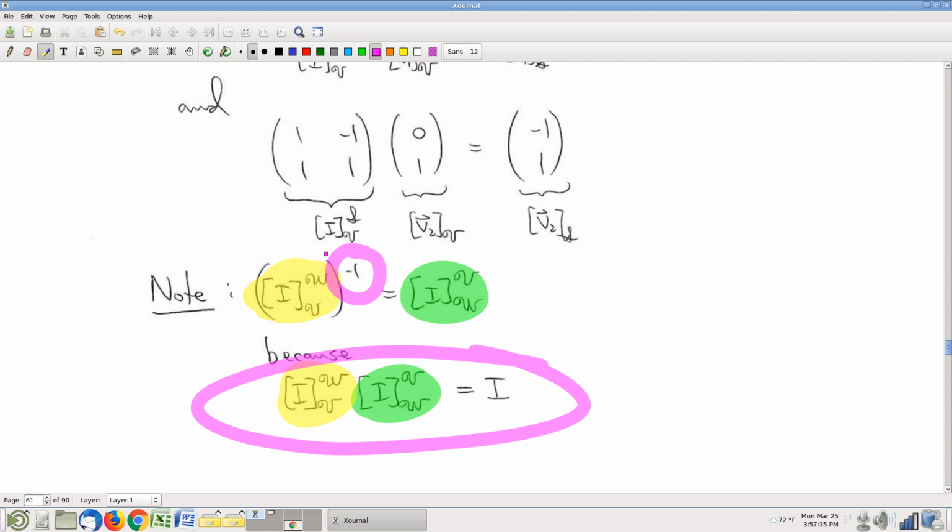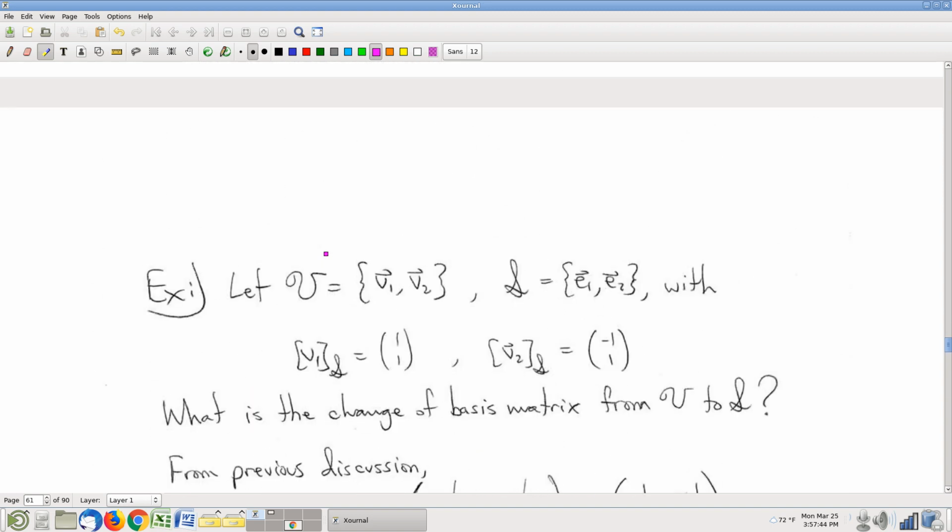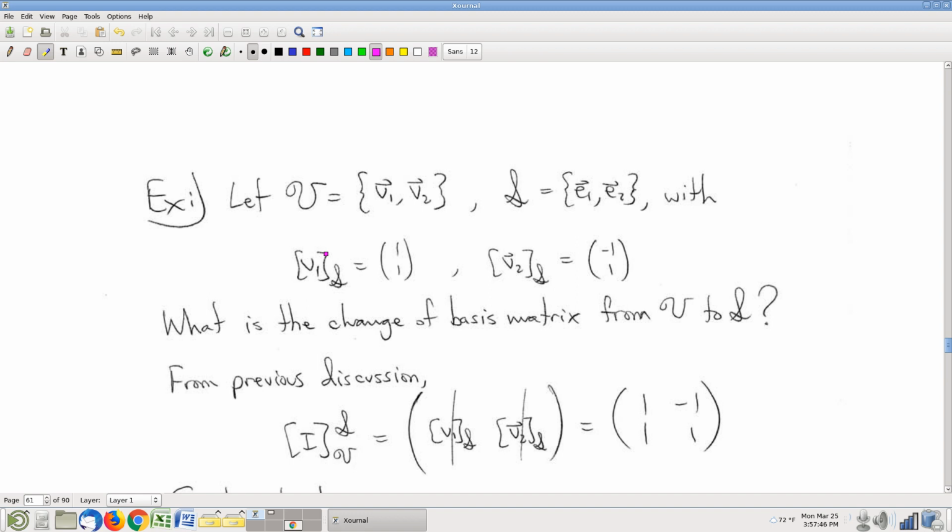But very convenient. Sometimes you're going to find that one or the other of these is easier to write down. Such as in this case here, we got lucky, and look how easy it was to write down the change of basis matrix from V to S. That was really easy. The columns that I needed were given. And so if I needed to find the change of basis matrix the other way, suppose I needed to go from S to V, I would write this down first and then just invert that matrix.